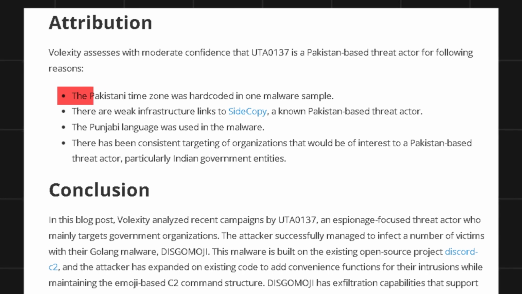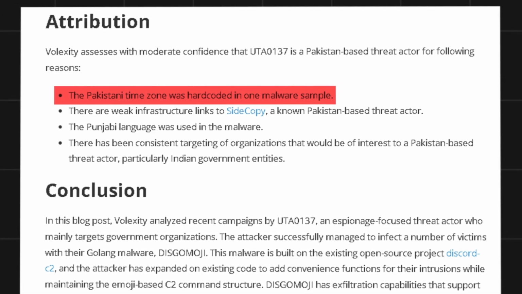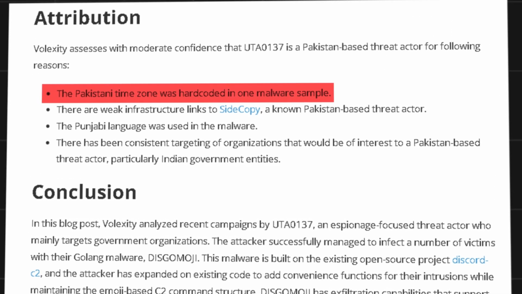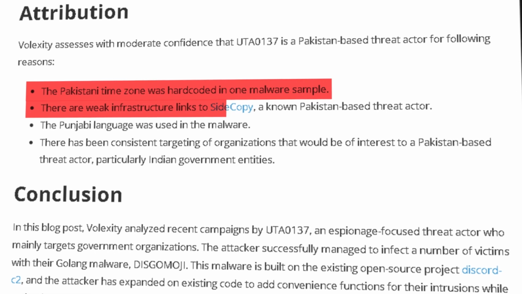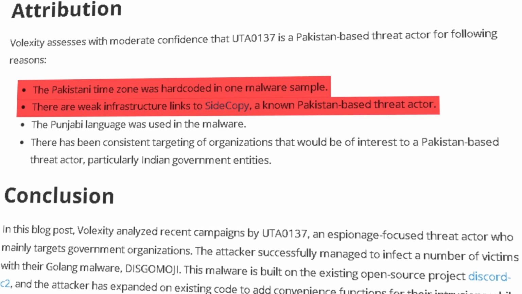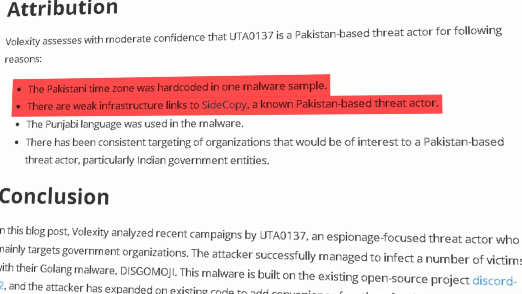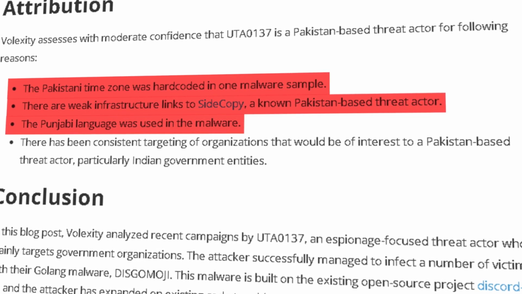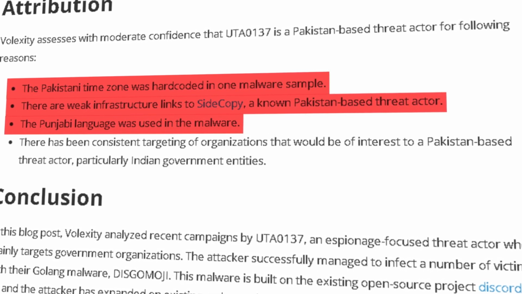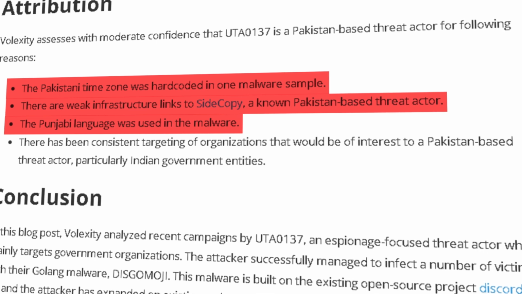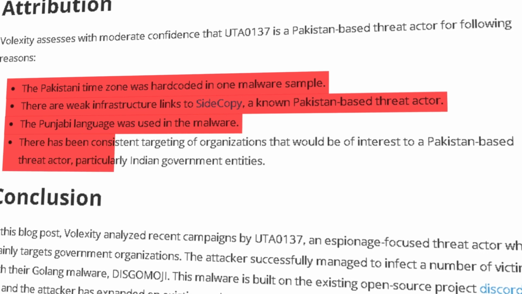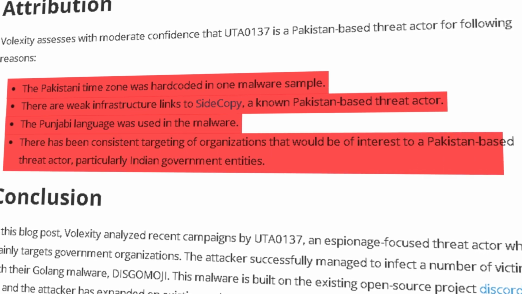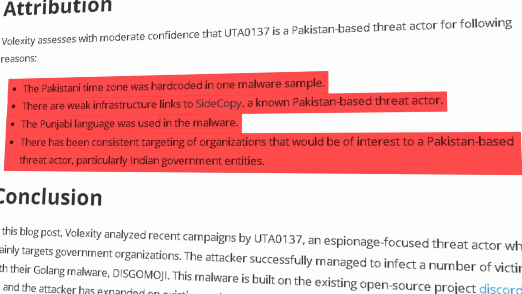First, they found that the Pakistani time zone was hard-coded in one of the malware samples. They also discovered weak infrastructure links to a known Pakistan-based threat actor, SideCopy. Additionally, traces of the Punjabi language were found in the malware code. While Punjabi is spoken in parts of both India and Pakistan, when combined with the other evidence and the targeting of Indian government agencies, it strengthens the case for Pakistani origin.